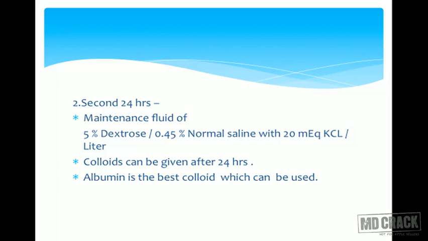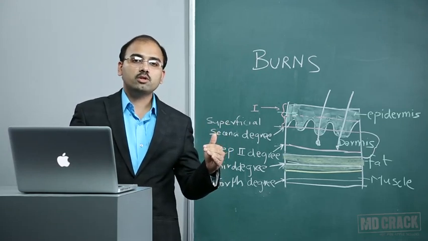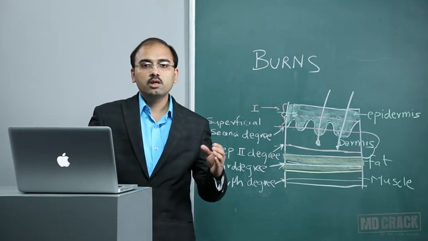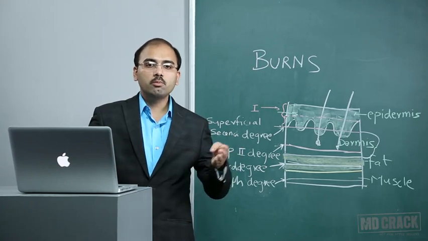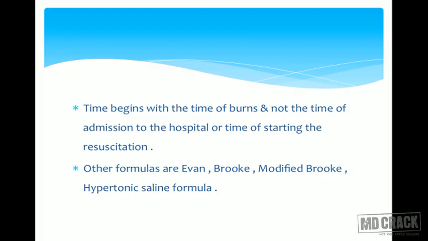Albumin is the best colloid which can be used. So you may be asked after 24 hours which of the following colloids is the best. They may give you options like dextran, albumin and other colloids. So albumin is the best. The time for calculation of the fluid requirement begins from the time of burns and not from the time of admission to the hospital or the time of starting resuscitation. So when you admit this patient, they should be resuscitated initially for the time they were not given fluid.